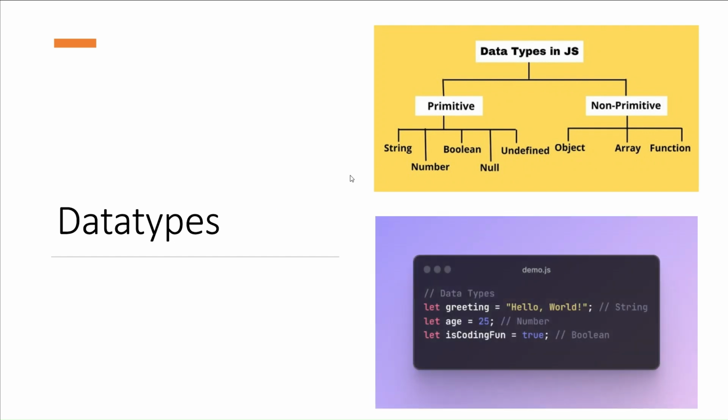Here, in the demo.js, we can see let greeting equal to hello world. So, hello world is a string type of data. Let age equal to 25, where age is a number data type. Let isCodingFun equal to true, where isCodingFun is a boolean type of data.